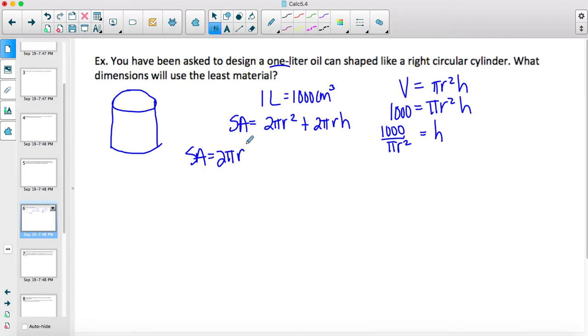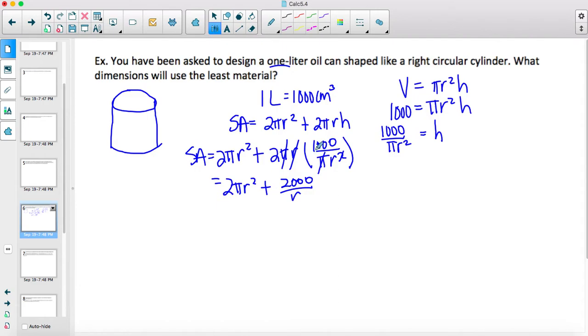So 2 pi r squared plus 2 pi r times, and in place of h, we're going to substitute 1,000 over pi r squared. Cleaning that up a little bit, I can divide the pi's to 1, divide the r's, and then I'm going to get 2 pi r squared plus 2,000 over r.